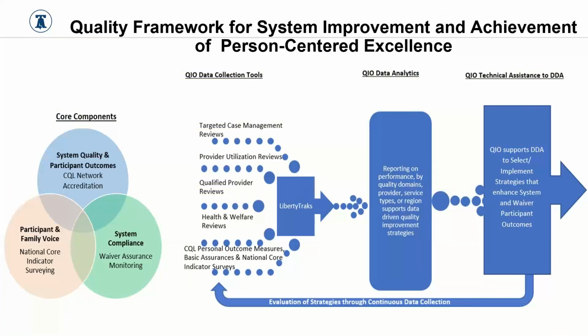So as you can see here, we have shown this diagram several times. It really looks at the overall quality framework for how we're going to move towards system improvement and achieving that person-centered excellence. And so there's three main components in which Liberty is supporting the department to develop that system of quality. So Liberty will be partnering with the Council for Quality and Leadership to evaluate system quality and participant outcomes.